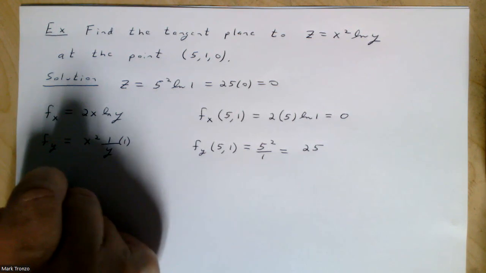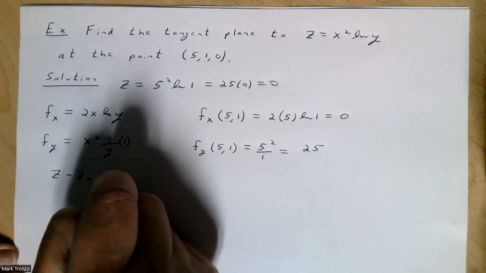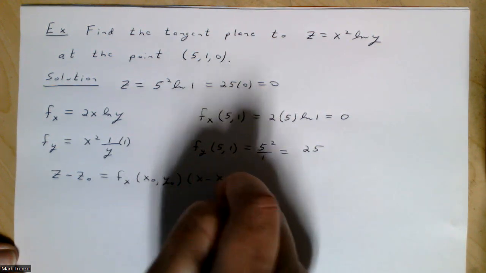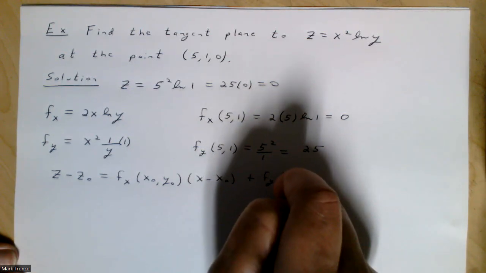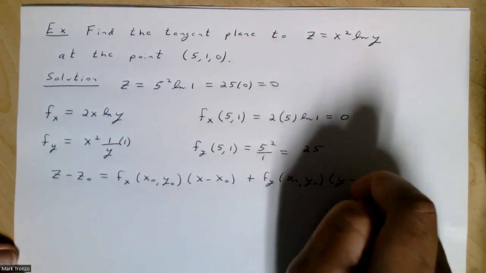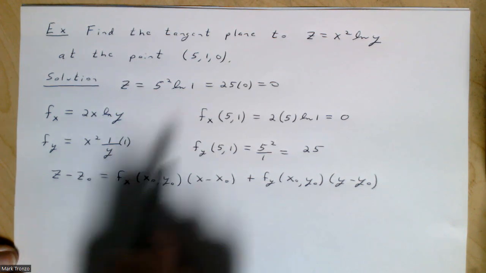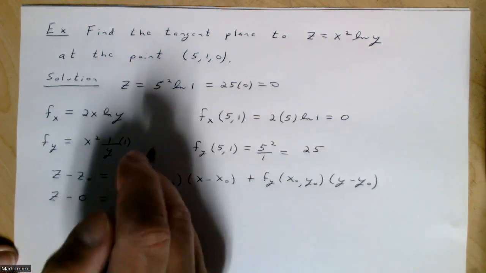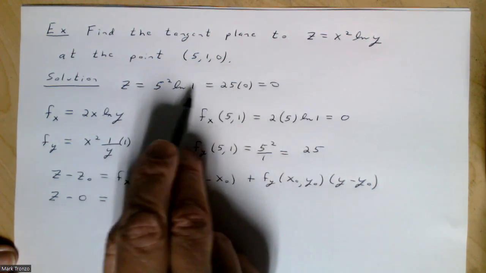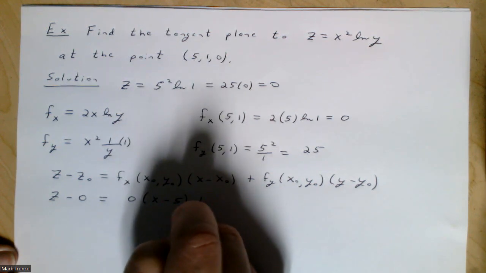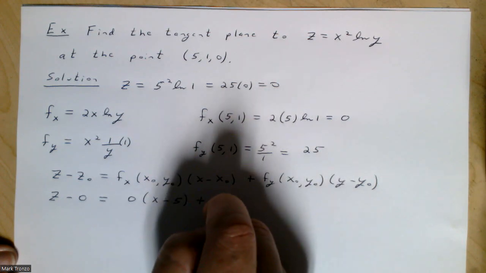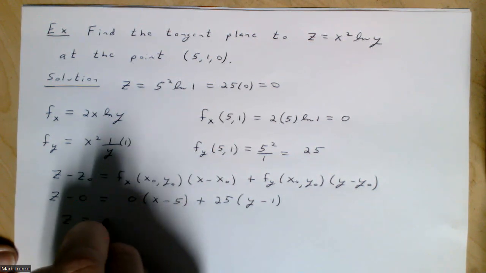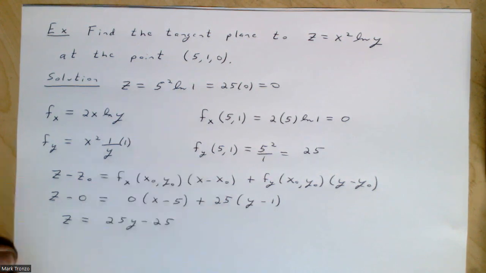Once again, let's remind ourselves of our tangent plane equation. This, and then plug in our values. Z naught was 0. F of x evaluated here is 0. Going to make our problem pretty easy. Plus this is going to be 25. That's going to be 0, so it'll be 25 times y minus 25.